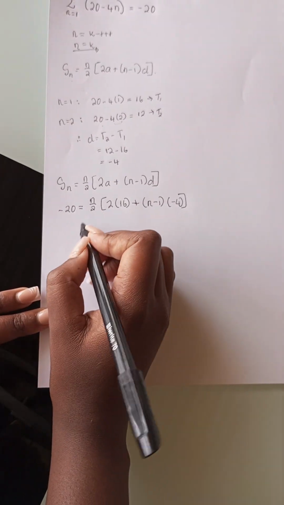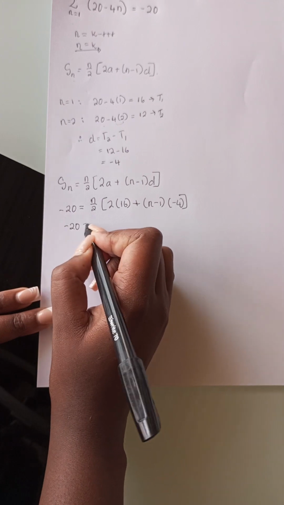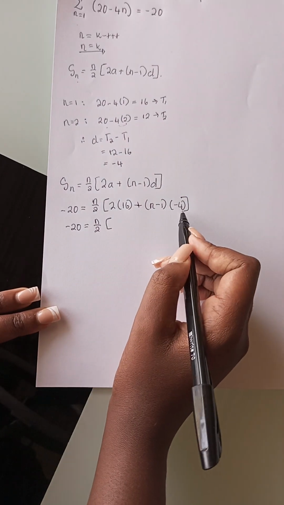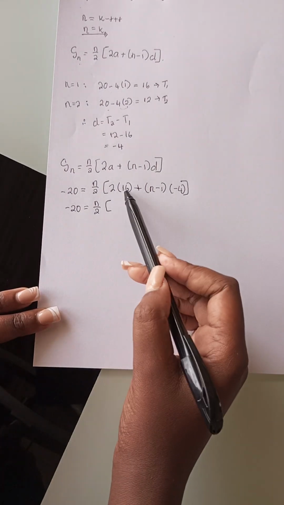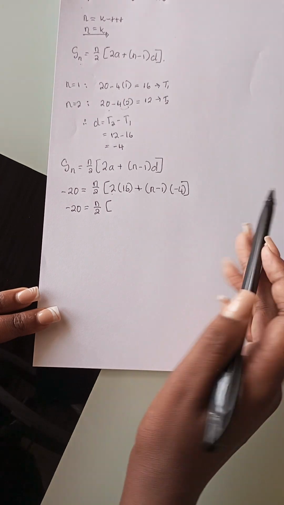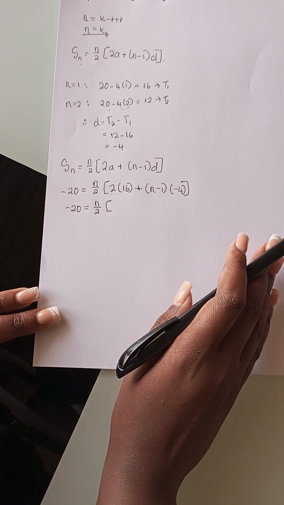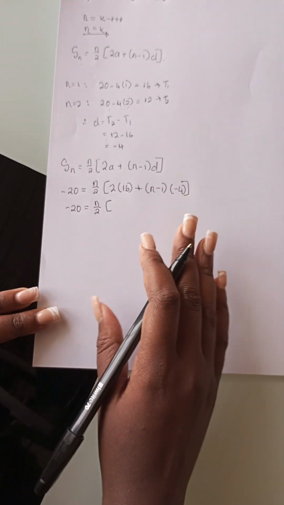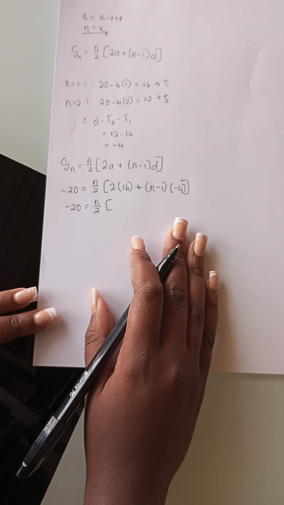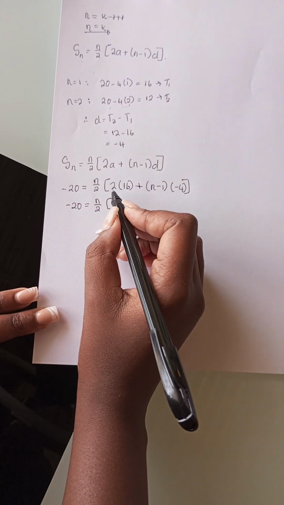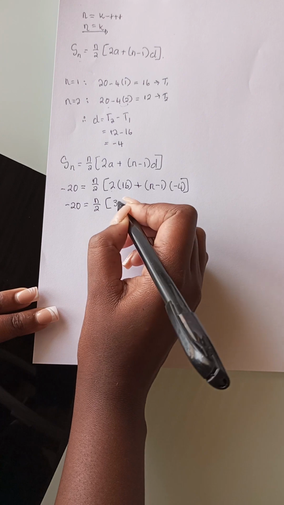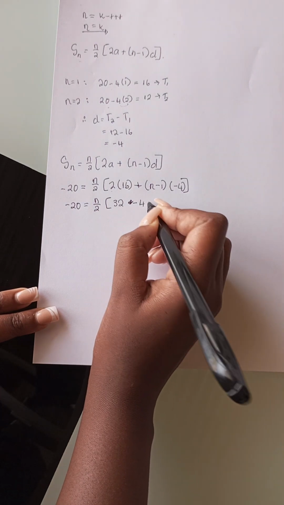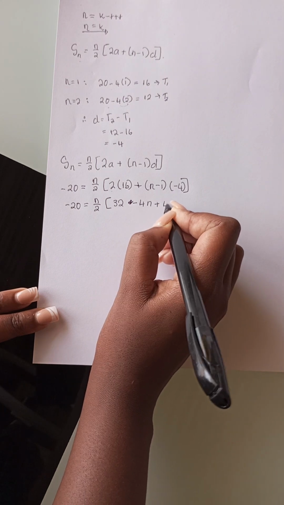And then from here we're going to remove the brackets. What we are doing here is now grade 10 work. So if you are still having problems removing the brackets and multiplying binomials, monomials, trinomials, just go to my YouTube channel and check a video where I did that for grade 10 work. So it's 2 times 16. 2 times 16 is 32, minus 4n plus 4.